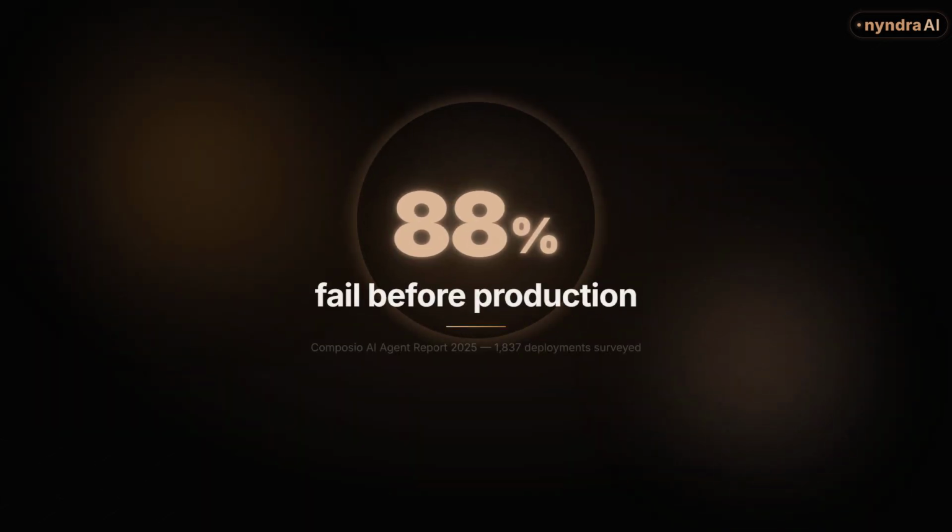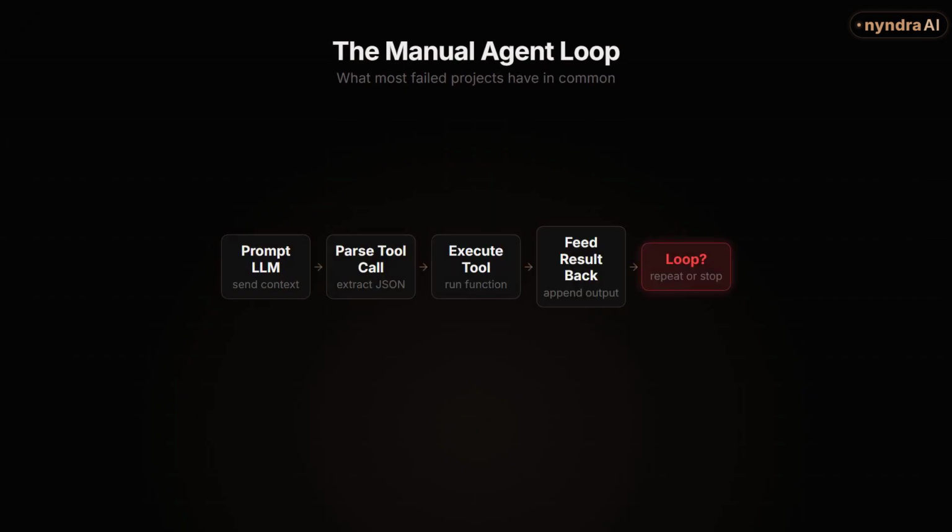88%. And out of almost 2,000 enterprise deployments, only 95 organizations had agents running at production scale. Let that sink in. Here's what most of those failed projects have in common: a while loop. The model returns a tool call, you execute it, you feed the result back, and you loop again, until something breaks or the context window fills up.